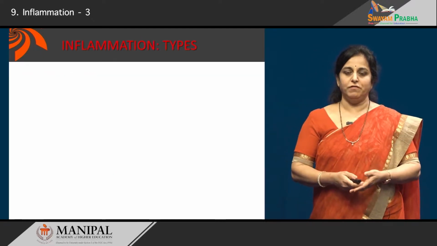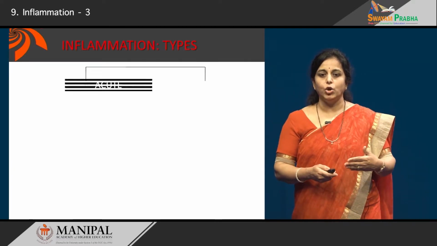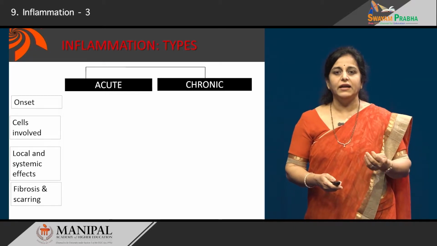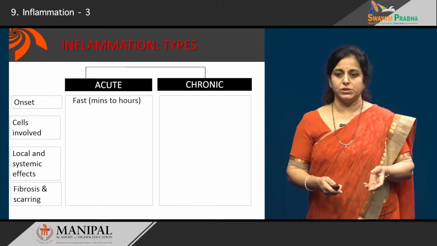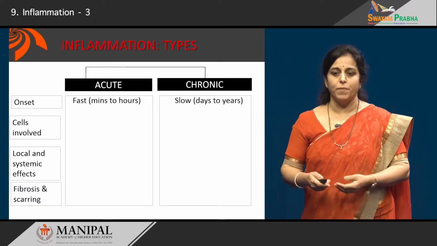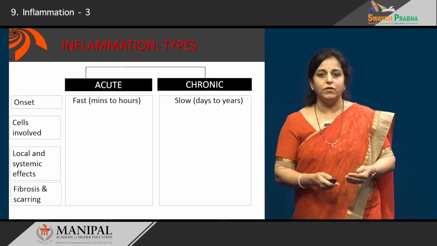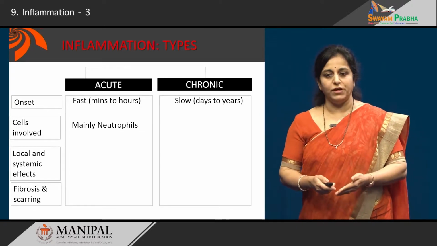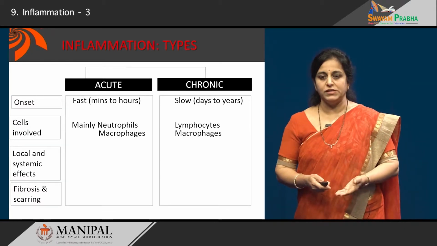So, what are the types of inflammation? We could have 2 important types of inflammation, that is the acute and the chronic. Now, acute inflammation, as the name says, is of a very short duration, which usually occurs within minutes to hours, whereas chronic inflammation is what occurs over many days to months. Now, what are the cells involved in acute and chronic? In acute inflammation, the most important cells that are involved are the neutrophils and the macrophages, while in chronic inflammation we have lymphocytes and macrophages as well.